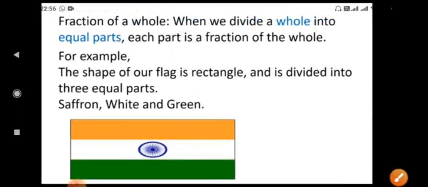Let us take one example. The shape of our flag is rectangle and is divided into three equal parts: saffron, white and green. So these three equal parts are known as fraction of a rectangle.